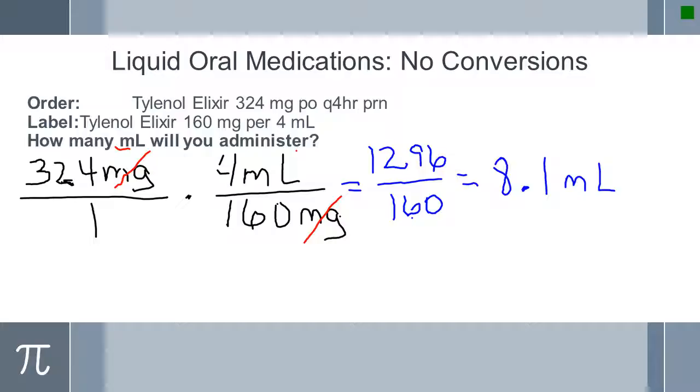And so I have 324 on the top times 4, which gives me 1,296. And then on the bottom, I just have the 1 times the 160, so I just have 160. And so when I divide the 1296 by 160, I get 8.1 milliliters.